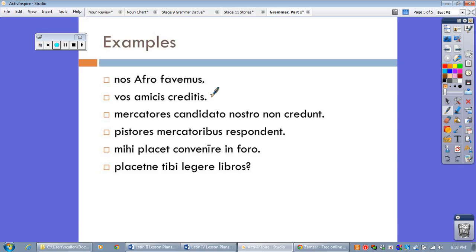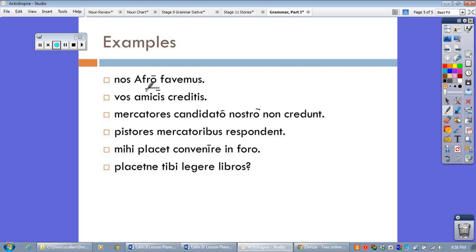I took most of these straight from stage 11, the stories. I got really lazy and did not draw the long marks, the macrons. I should have done that. Forgive me, please. Okay, nos afro favemus means we favor Afer. That's a guy's name. Vos amicis creditis. You all trust the friends or your friends.